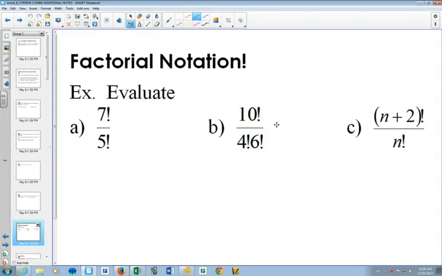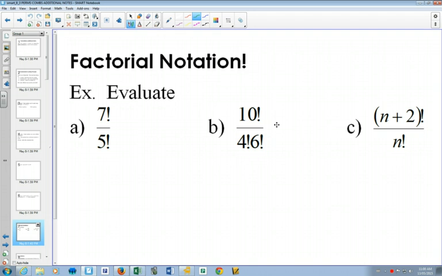So again, in order to simplify factorials, we have to figure out which one's bigger. And when there's numbers, it's pretty obvious which one's bigger. 7 factorial means 7, 6, 5, 4, 3, 2, all the way down to 1. And 5 factorial, same thing, 5 times 4 times 3 times 2 times 1.